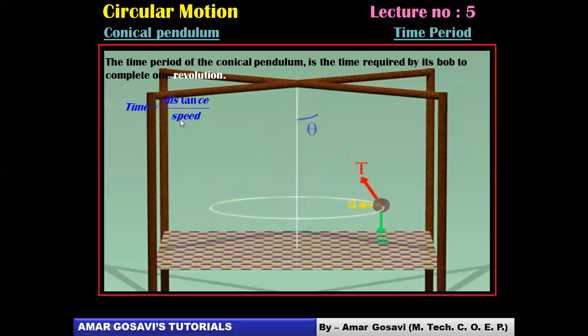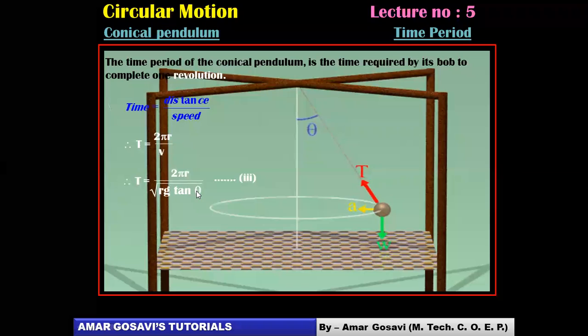So if I want the equation for it, I'll get back to the basics. So time will be distance divided by speed. Now what is the distance it's covering, friend? So distance covered by it will be 2 pi r, you all remember. And speed is v, which we have derived right now. And the equation for speed is root r g tan theta. So instead of v, I can substitute it as root r g tan theta.